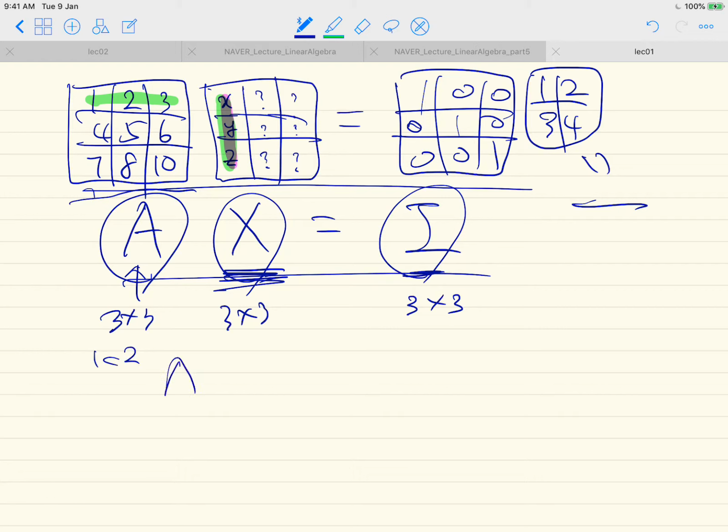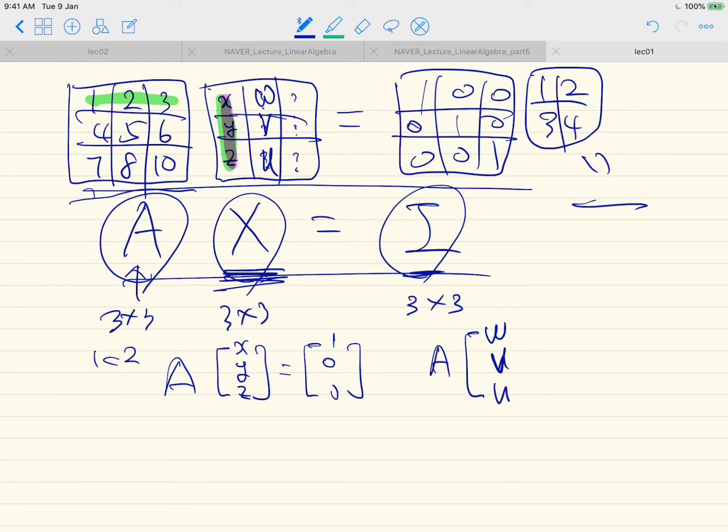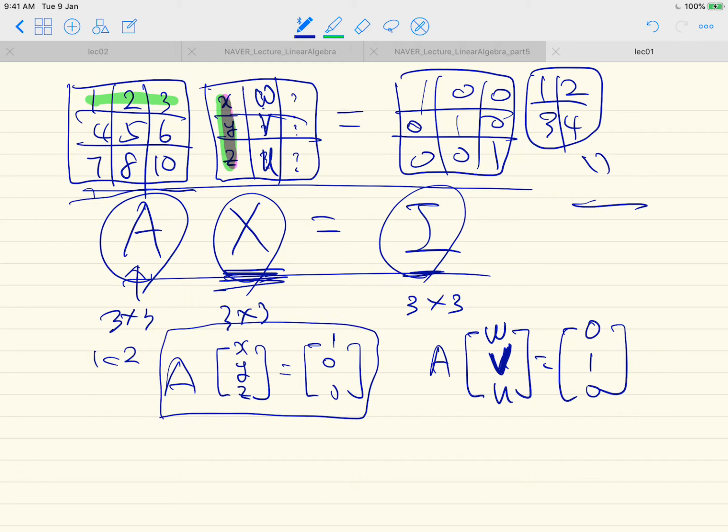And how? We have the same matrix A, and A times XYZ is equal to 1, 0, 0. And A times WVU will produce the second column in our identity matrix, right? So it is decomposed into three sets of linear equations, and we can just solve them independently, right? And then how can we solve this? How can we solve this?